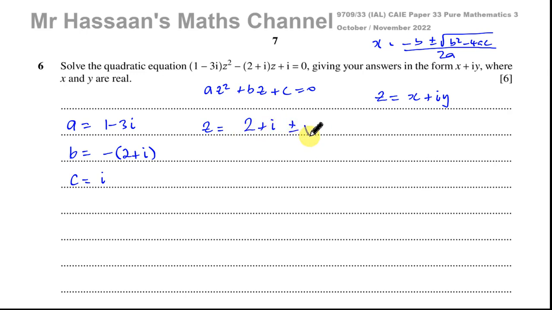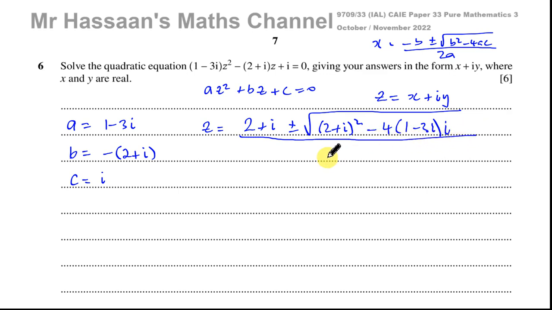plus or minus the square root of b squared. So when you square this, the minus will cancel out, so you'll have 2 plus i squared. The minus is going to become plus anyway, so we can ignore that. Plus or minus, b squared minus 4 times a. a is 1 minus 3i, times i. 4ac, all of that over 2 times a, which is 2 times 1 minus 3i.